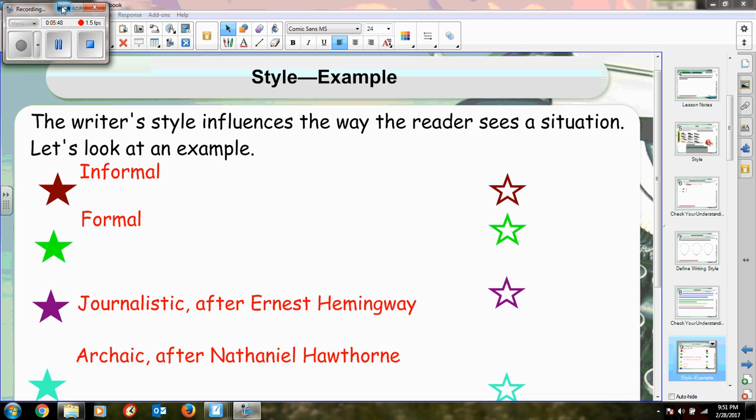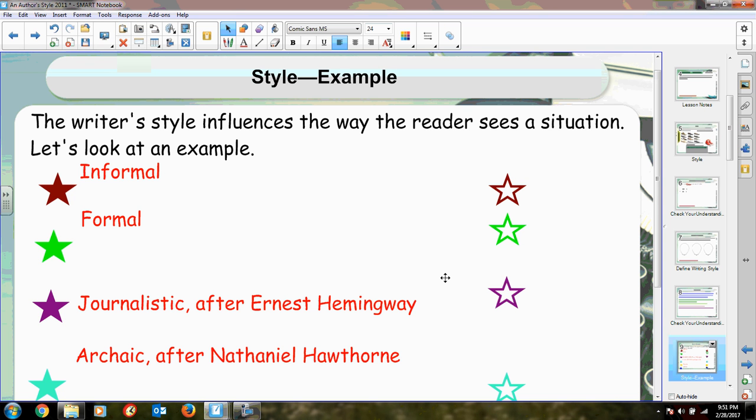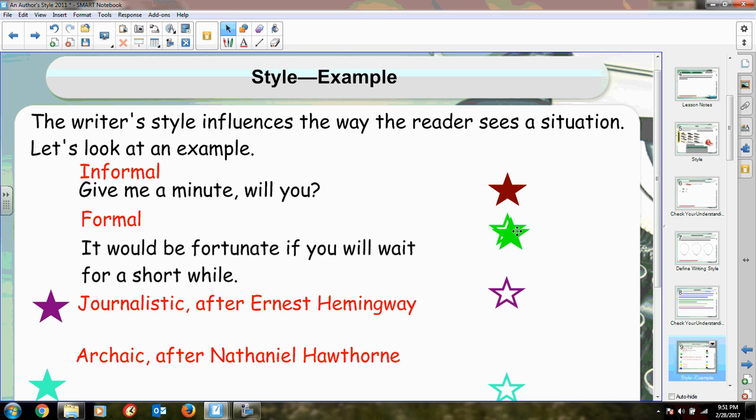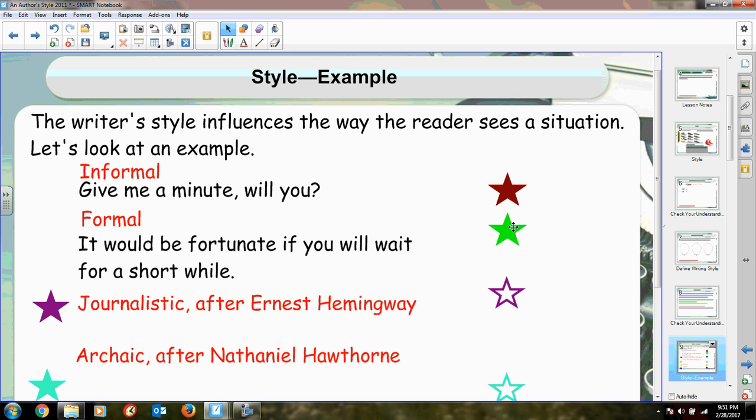So let's take a look at some examples. Some of the best ways to figure out the difference between informal and formal is to actually look at some samples. So for example, informally, we might say, "Give me a minute, will you?" You'll see that it sounds a little bit slangy because it's using the idiom "give me a minute." You can't give anybody a minute. Formally, you might say, "It would be fortunate if you wait for a short while." Now, most of us in modern time would not say that, but that's a more formal style.